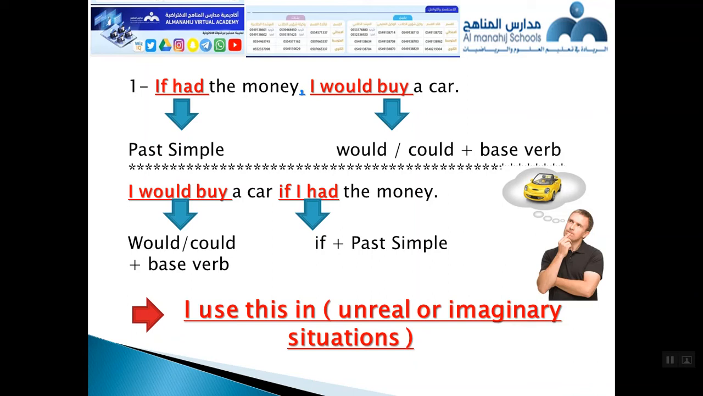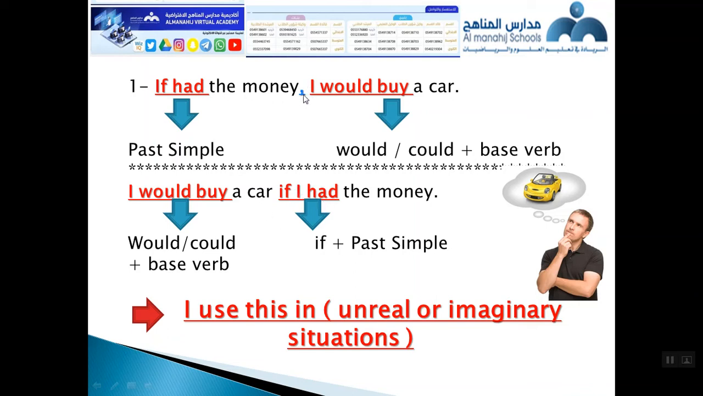يتخيل الموقف لو كان معي. If I had money or the money, I would buy or I could buy a car. Also, I can start with I would or could buy a car as a main clause. I can start with the main clause like this. I would buy a car if I had the money. This is the main clause using would or could, and the base verb, verb 1 without any addition.